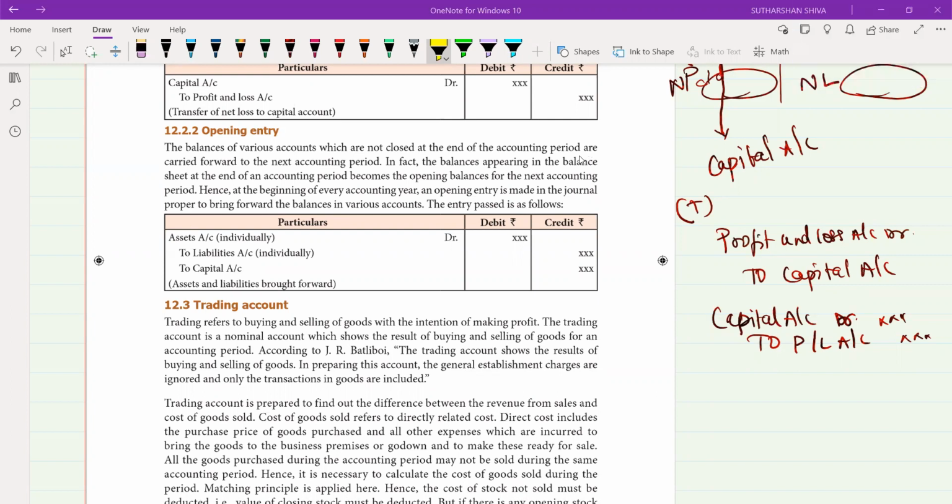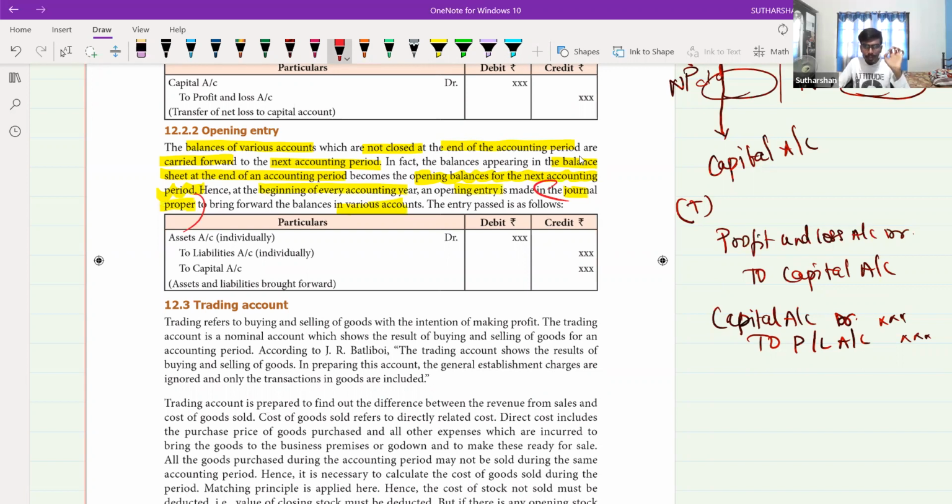The balances of various accounts which are not closed at the end of the accounting period are carried forward to the next accounting period. In fact, the balances appearing in the balance sheet at the end of an accounting period become the opening balances for the next accounting period. Hence, at the beginning of every accounting period, an opening entry is made in the journal proper to bring forward the balances in various accounts. The entry passed is as follows. Asset account debit to.